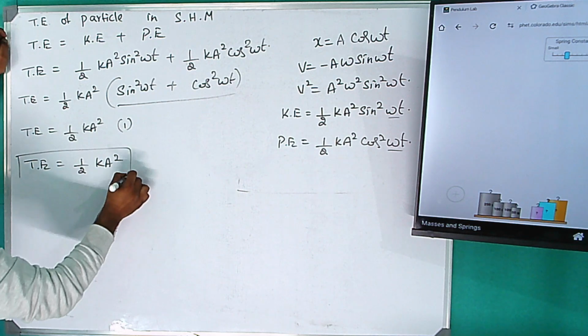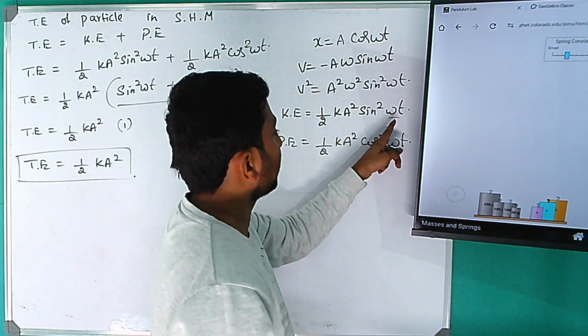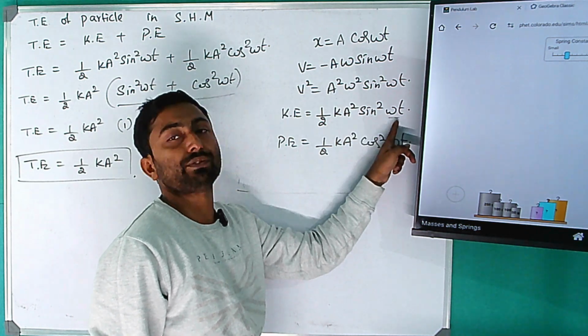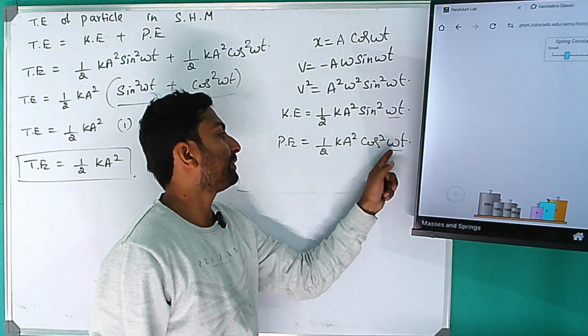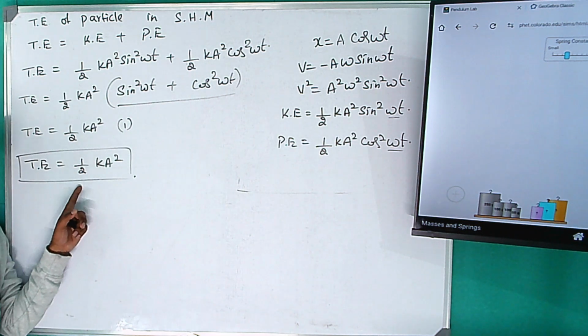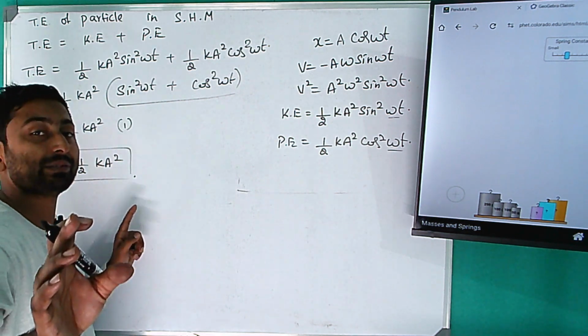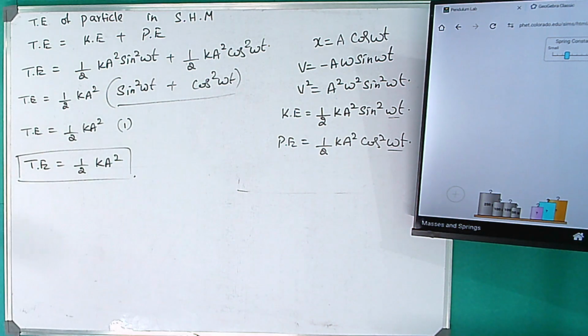Very important thing: look at the kinetic energy equation. It depends on time. Kinetic energy varies with time. Look at the potential energy equation. Potential energy varies with time. Is there any time function here in total energy? No. Total energy is independent of time. Very important.